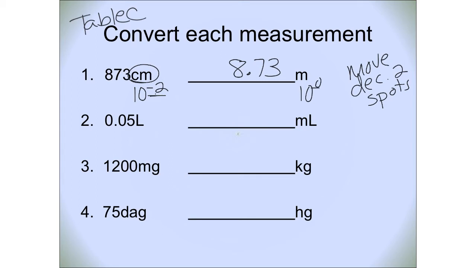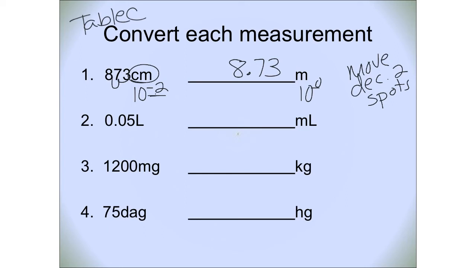Now my unit, centi, is pretty small, 10 to the negative second. It's getting bigger. A meter is bigger, so my number has to decrease. So I go 2 spots over to the left to get 8.73. So that's just a nice fallback method to do it if you're not familiar with them. Okay, so number 2. Again, if you can do this in your head, yay for you. That is fantastic. So 0.05 liters into milliliters.